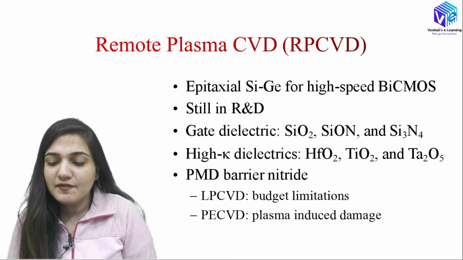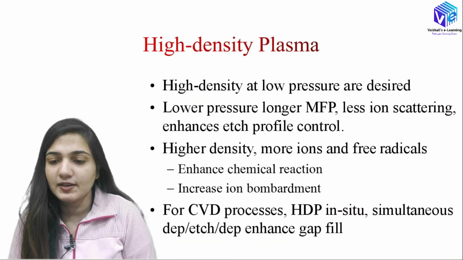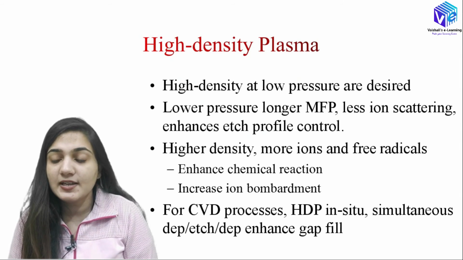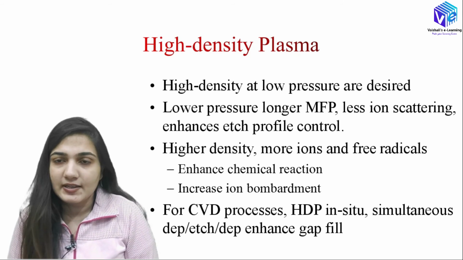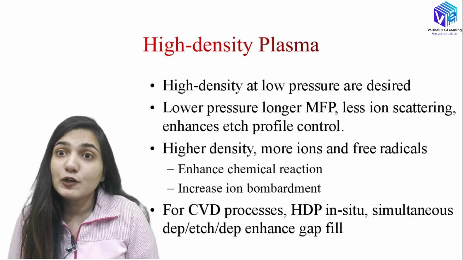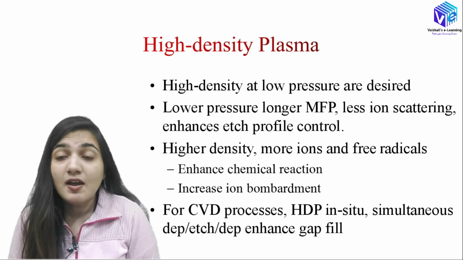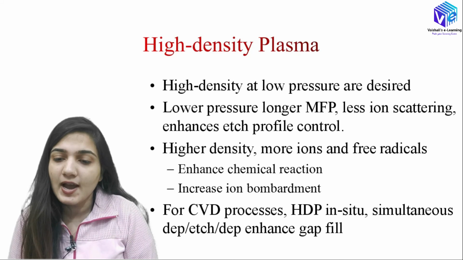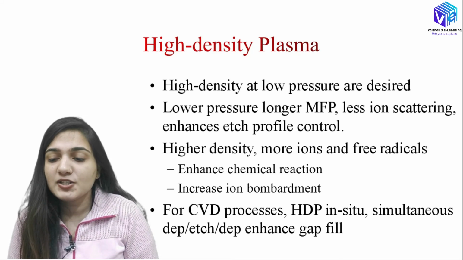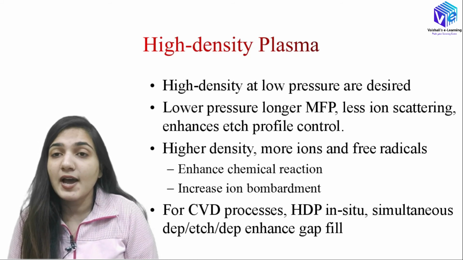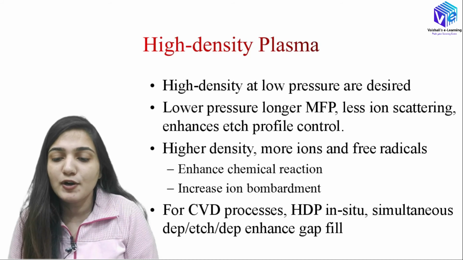If I am using LPCVD, there will be budget limitations. If I am using PECVD, plasma induced damage will be there. So now coming to the high density plasma, in detail we are going to see it. High density at low pressure is what we desire. In the etching process, we want high density plasma, but we want low pressure as well. Plasma sustenance at low pressure is very difficult. So what we do, we use the high density plasma. With lower pressure, the mean free path will be higher, which means lesser ion scattering, which means I have better profile control, and this is the reason I want lower pressure.